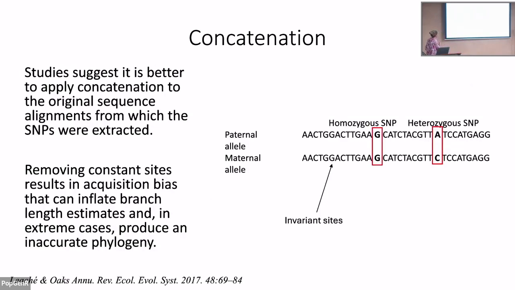So yeah, as I said, it's better if you can apply the concatenation to the original sequence alignments from which the SNPs are extracted. So not just the SNPs, but trying to include some of that invariant site information. And there are ways to minimize or account for that bias, which can inflate the branch lengths. So there's an example of that in the IQ-Tree2 tutorial.